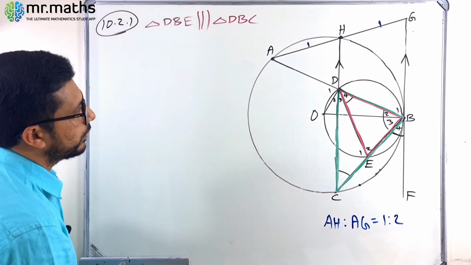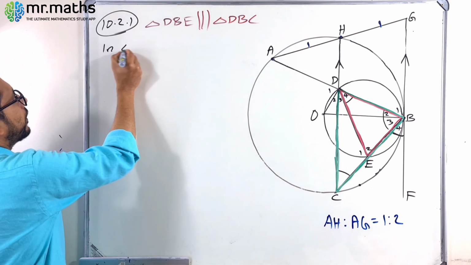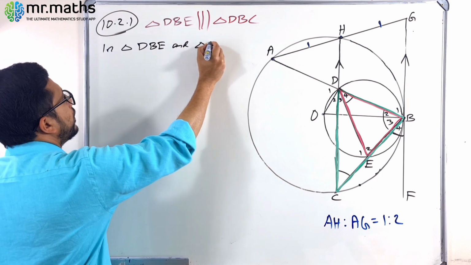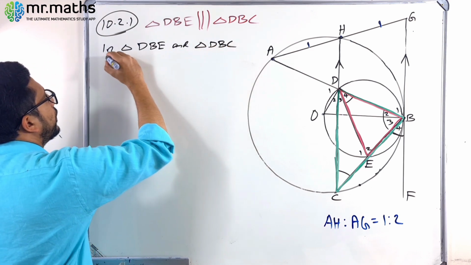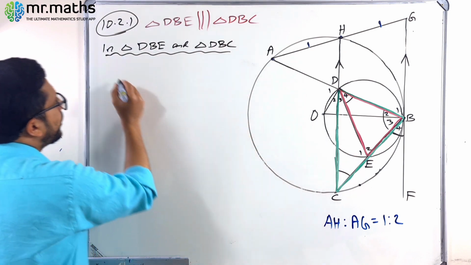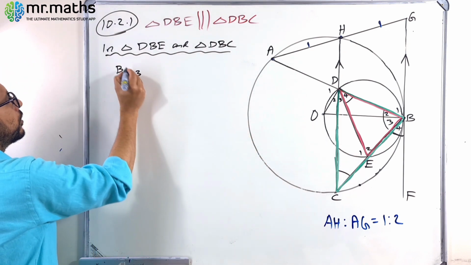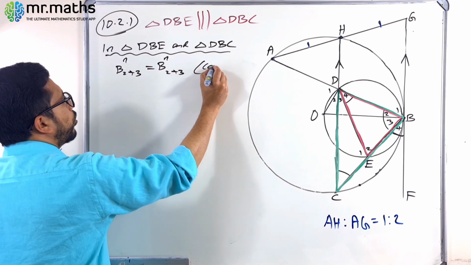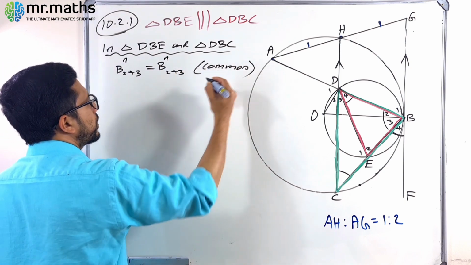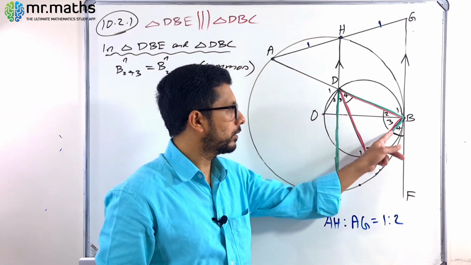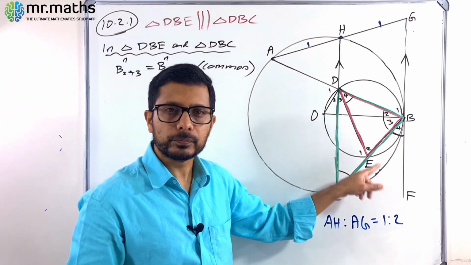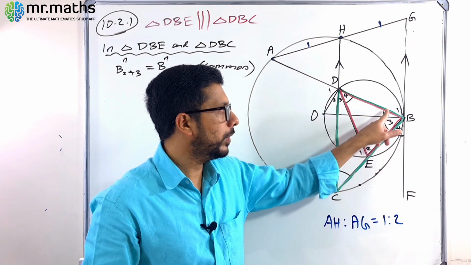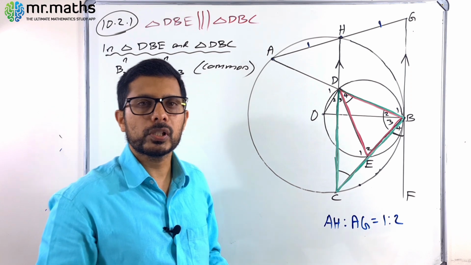So first we can write that one, the common one. In triangle DBE and triangle DBC, B2 plus B3 is equal to B2 plus B3. What is the reason? It's a common angle. In both triangles we can see that it is a common angle. In the small triangle, the red one, B2 plus B3 is one angle. In the big triangle, the green one, B2 plus B3 is one angle. So it's a common angle.